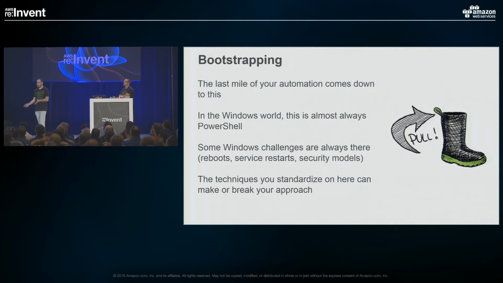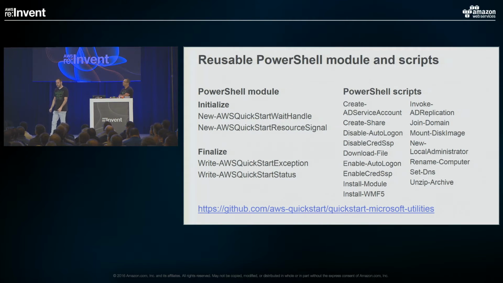And the techniques that you use here will actually make or break your approach. You need to be able to catch some of the exceptions, be able to bubble up these errors, so the stack halts in case there's any trouble. As we were developing some of these scripts for bootstrapping, we saw there were some common patterns in the things that we were doing across multiple Windows-based quick starts. So we split them into a module and then some scripts. These all get pulled in.